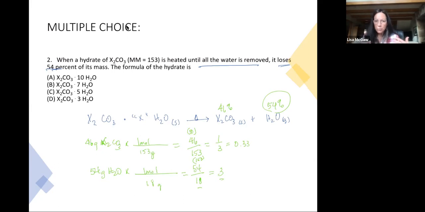So it works like that for a hydrated problem. It works like that for a plain empirical formula problem. So the smallest is 0.33. And so if I'm going to divide 3 divided by 0.33, that's going to give me 10. And so it must be choice A.